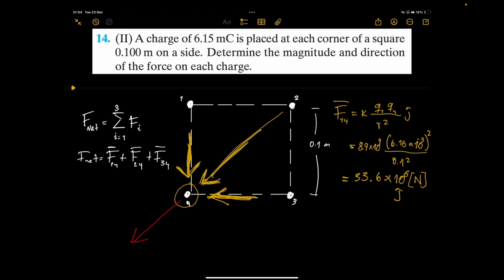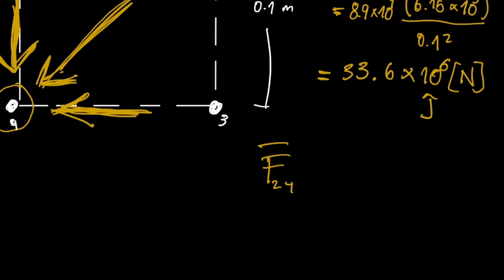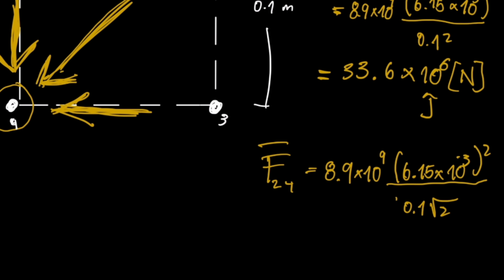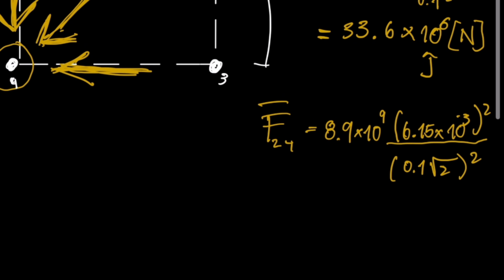Now let's calculate the second force. F2 on 4 is again Coulomb's constant times the product of the two charge values, which are the same, over the distance, and the distance is going to be 0.1 times the square root of 2, all of this squared. If you don't buy it, let's just calculate the distance between 4 and 2.